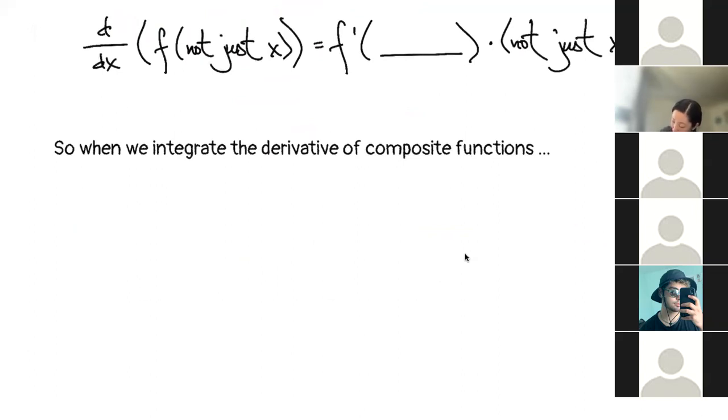What if we had something like this? The derivative of something is 2 sine x times cosine x. What function did I take a derivative of to get 2 sine x times cosine x?